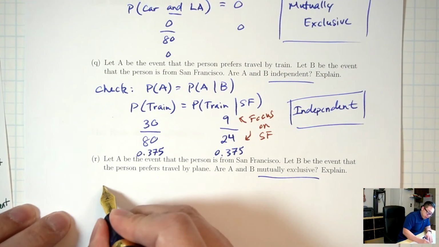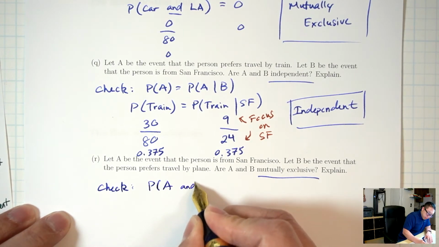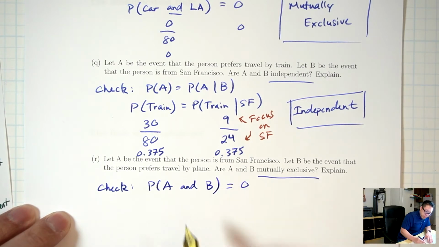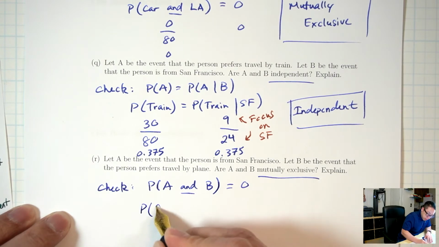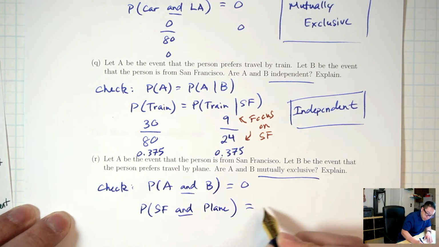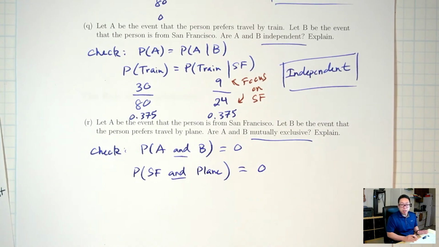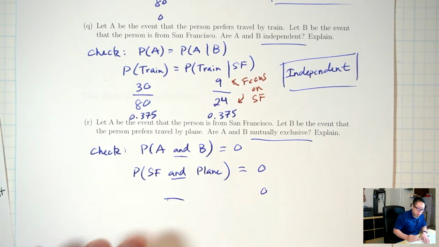So we should be checking, okay, A here meant San Francisco, so we're looking for probability of San Francisco. B meant plane. Okay, check left side, check right side. Right side's easy, it's just 0. Left side, we have to calculate probability San Francisco and plane. I don't see the given, so the bottom's going to be everybody, so it's going to be 80.